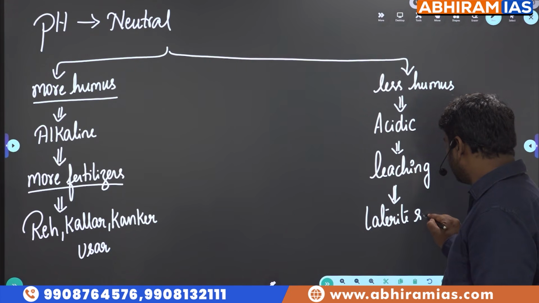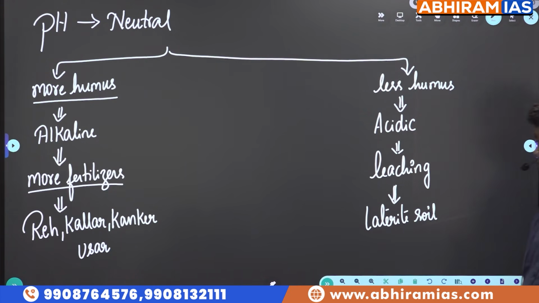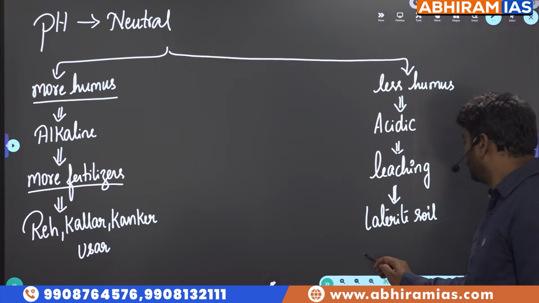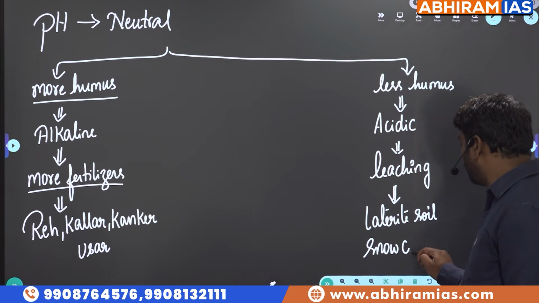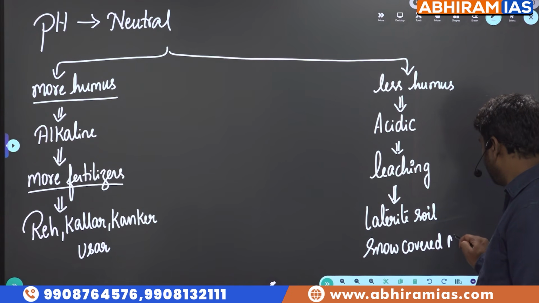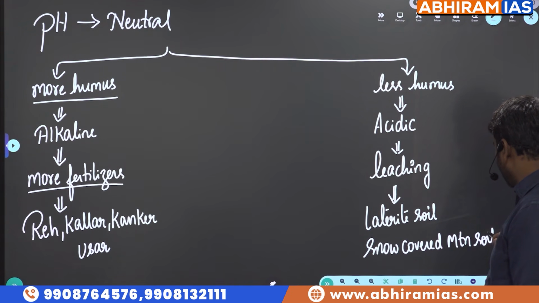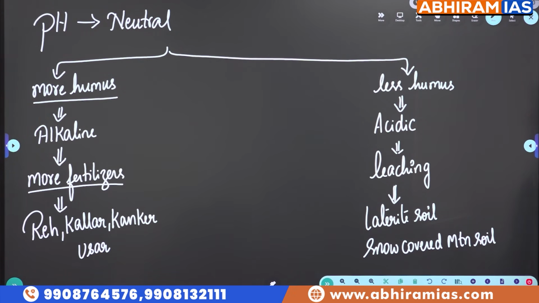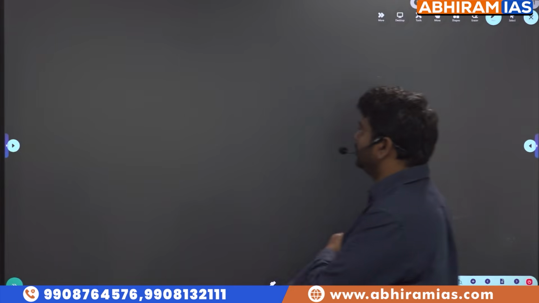Laterite soils. Second, snow covered mountain soil. In the Himalayas, if snow is there, normally humus is not formed because temperature is less. That leads to acidic soils. Okay, it is based on pH. Fine. Next, terms.